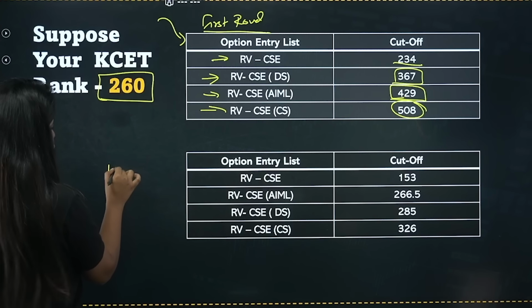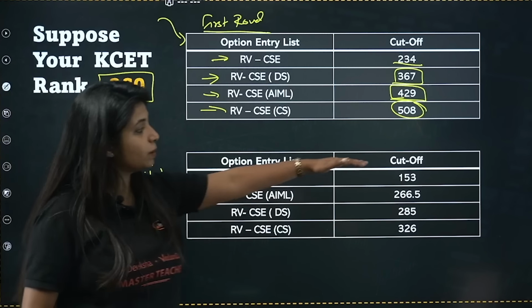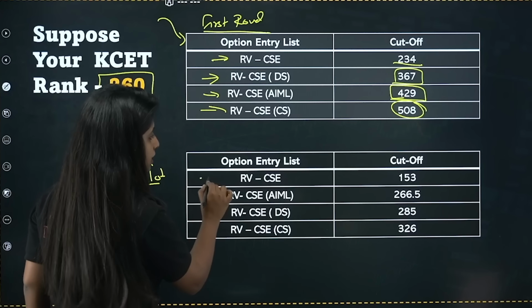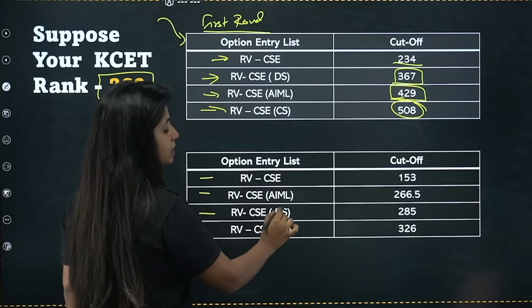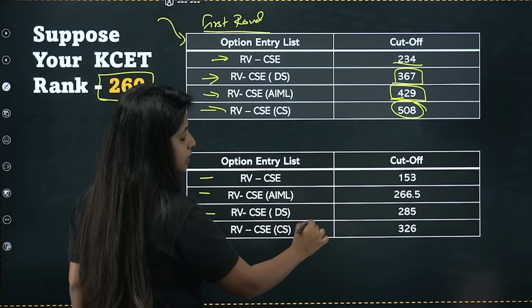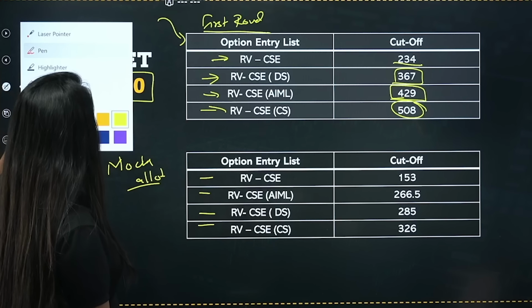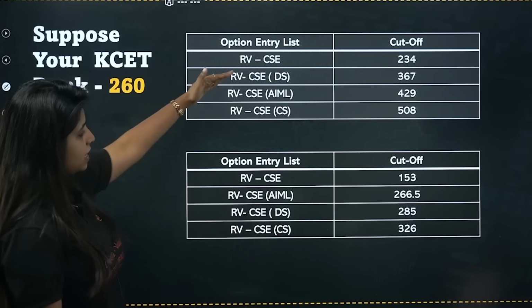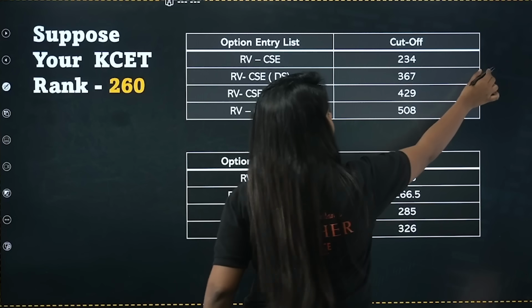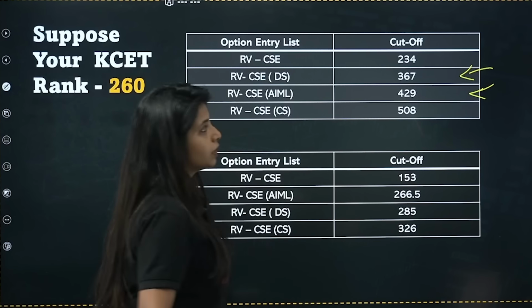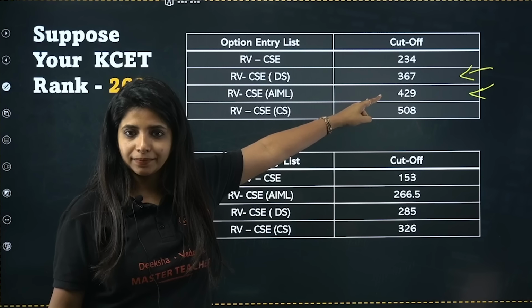Now this year's mock allotment, you analyzed, and basically you arranged them on the basis of their cutoff. So RVC CSE 153, RVC CSE with AIML 266.5, RVC CSE with DS 285, RVC CSE with cybersecurity 326. Do you see any change over here from the top? Yes, there is a change. In DS, the cutoff was higher than AIML the previous year. It was 367 and here it was 429.